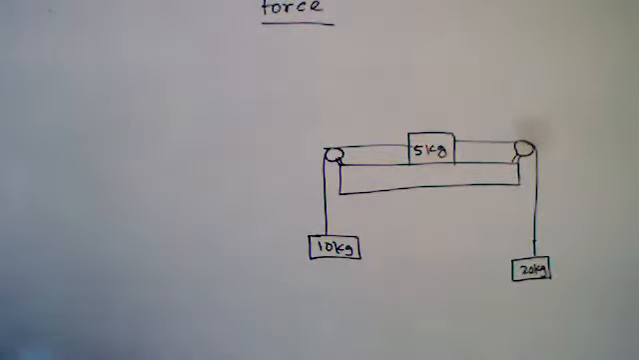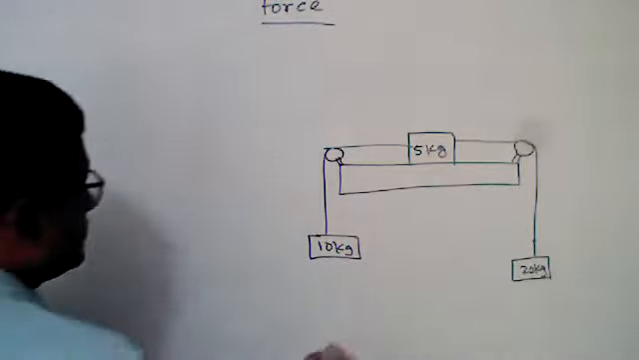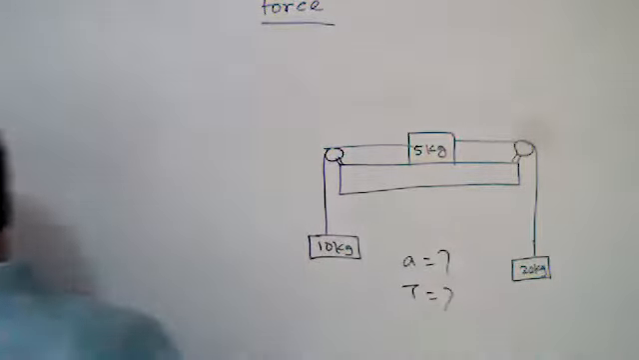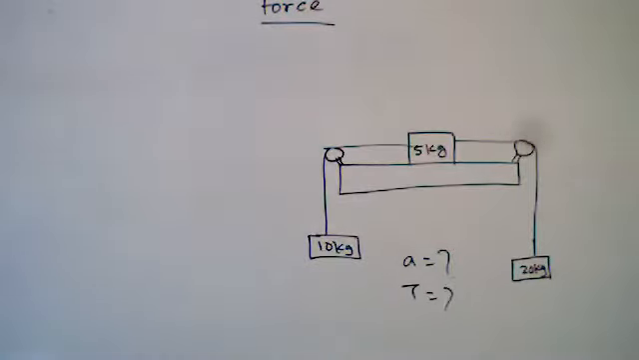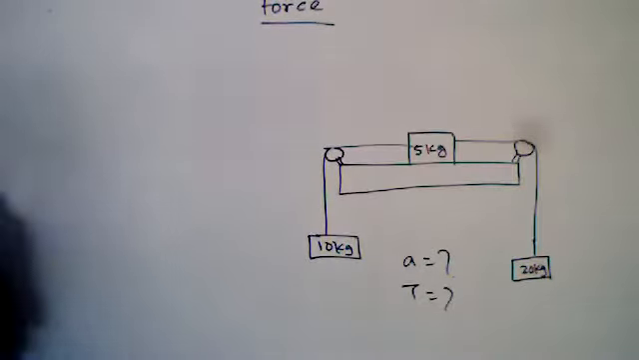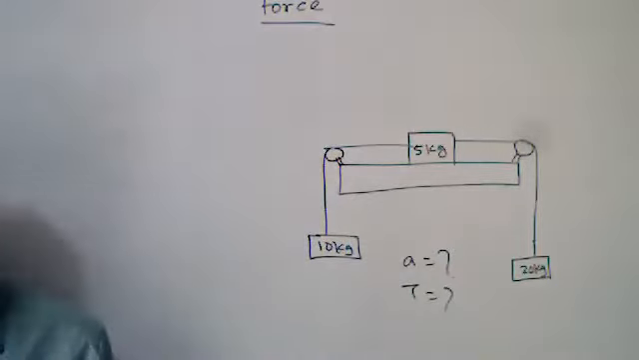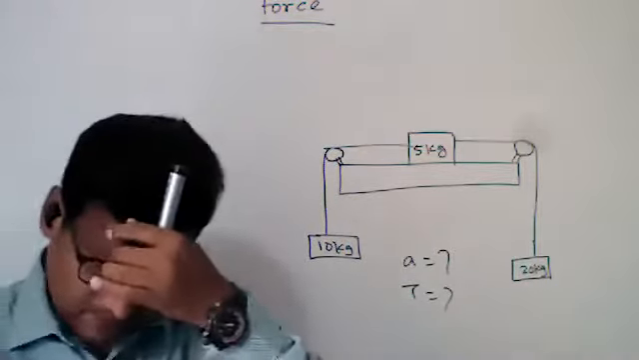What is the acceleration of the system? A equals to what? And T equals to what? T means tension. For this type of problem, if the string is changed, then we consider the tension will be changed.